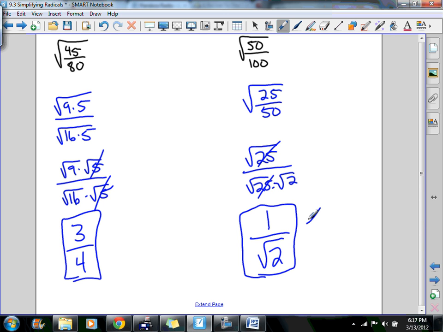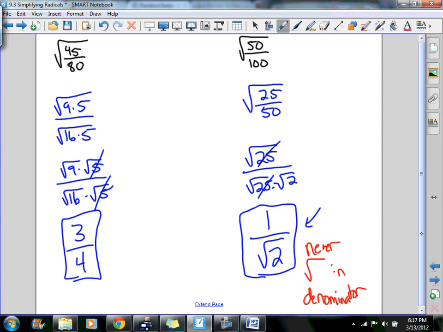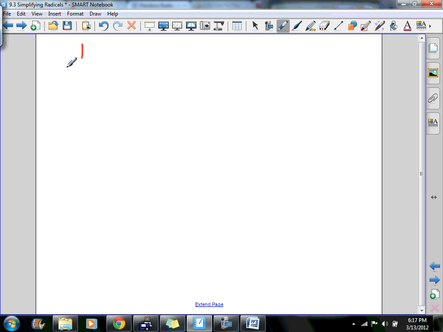Now, this problem right here leads us to what we're going to learn next. You can never have a square root in the denominator, which is the bottom of a fraction. So what do we do if we have a square root in the denominator? Let's just do this one. Let's do 1 over the square root of 2. If we have this, we then do what we call rationalizing the denominator.